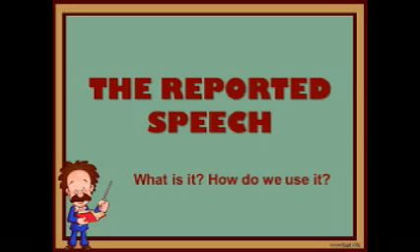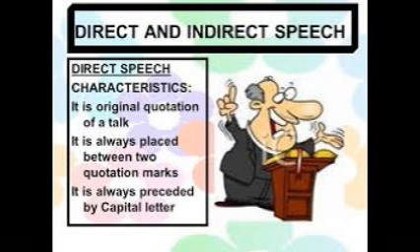Next we shall do direct and indirect speech. When the actual words of a speaker are reproduced, it is called direct speech. For example, he said, "I'm going to school." When the main idea of a speaker's words is reported by another person and the exact words are not quoted, it is called indirect speech or reported speech. For example, he said that he was going to school.